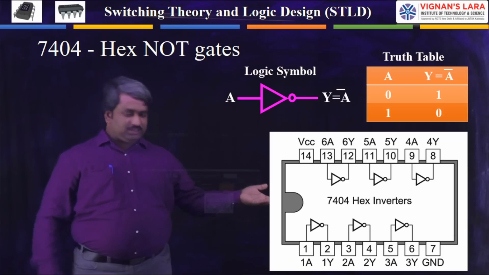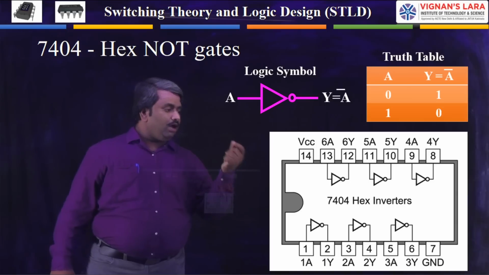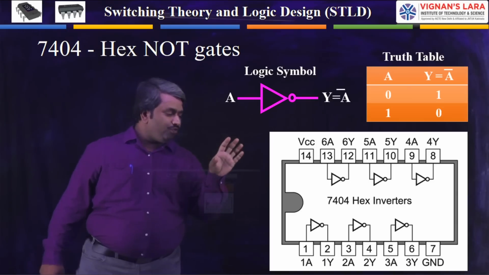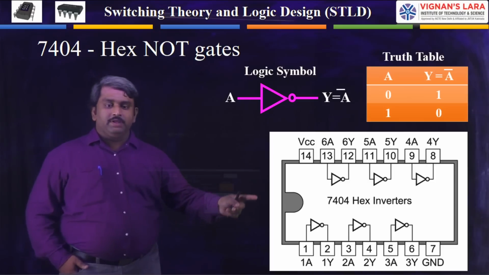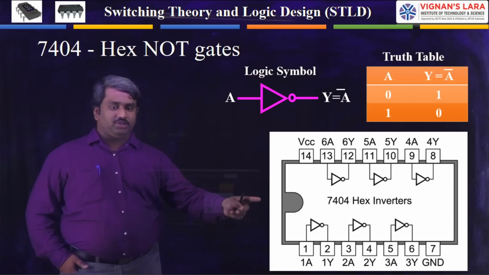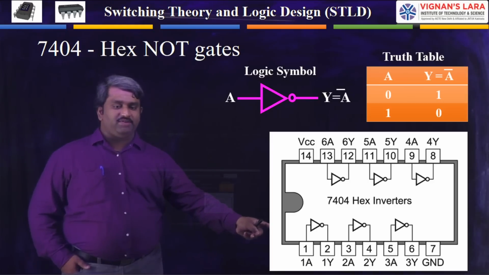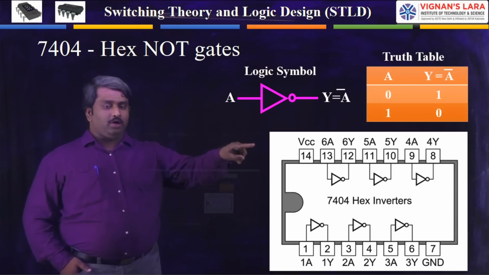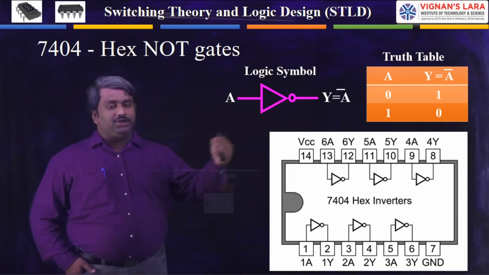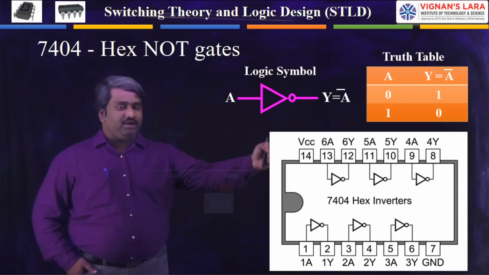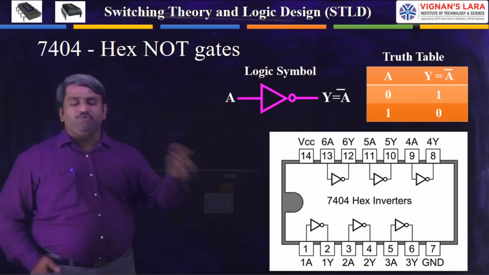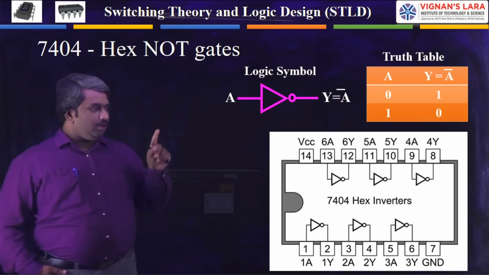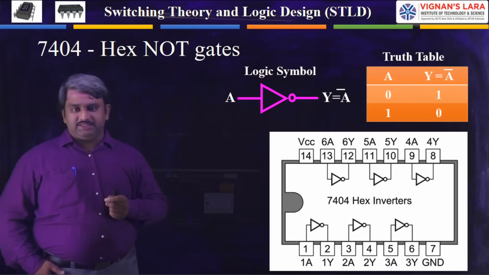Next, this one is the internal circuit diagram of the IC7404 data sheet. See here, I said that here we have a notch. This is the notch. From this notch, downside on the left side we have pins 1, 2, 3, 4, 5, 6, 7, and on the top side, in descending order, 14, 13, 12, 11, 10, 9, 8. Coming to the first point, this is a 14-pin IC. Note down the first point: this is a 14-pin IC.